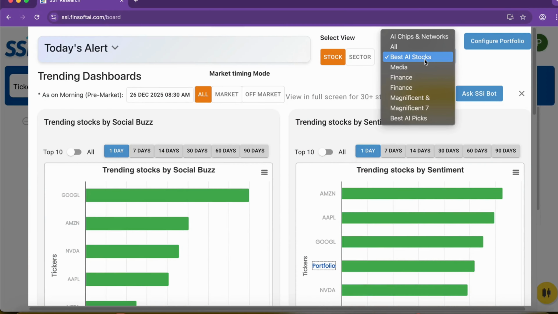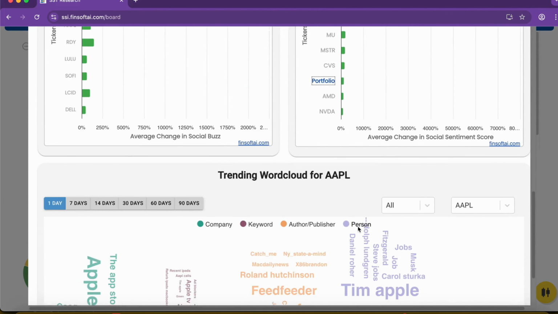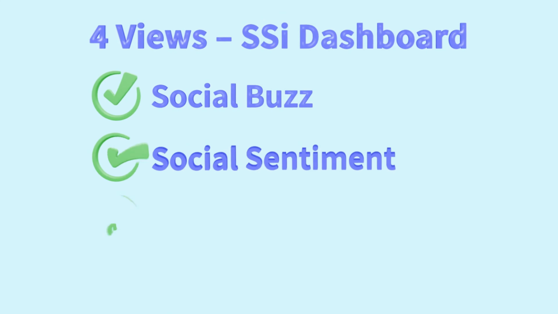Create and save multiple portfolios for clients, strategies, or personal investments. With one click, the dashboard updates to reflect exactly what matters to you.